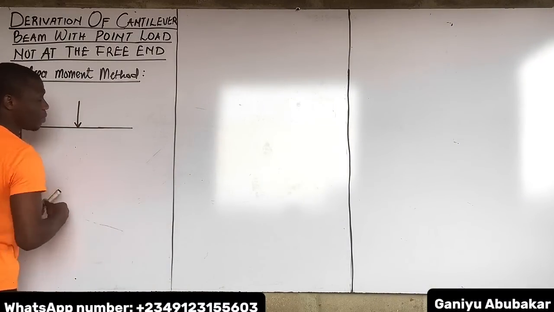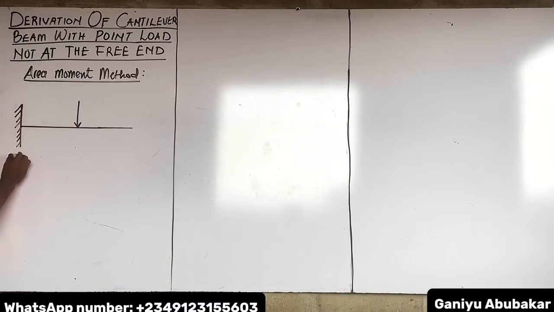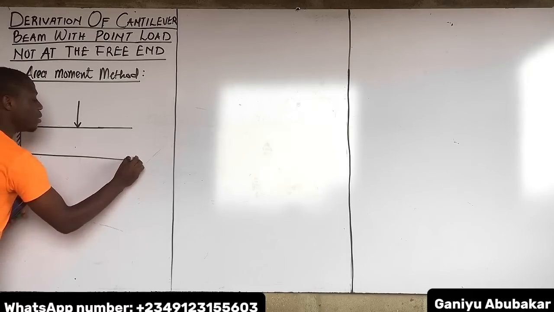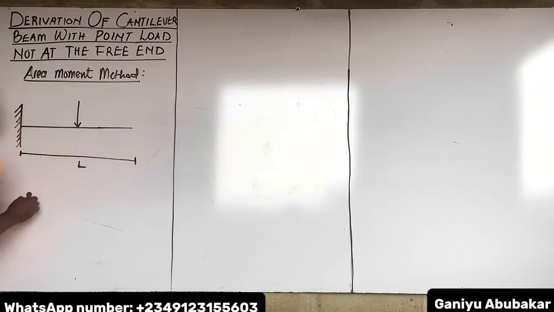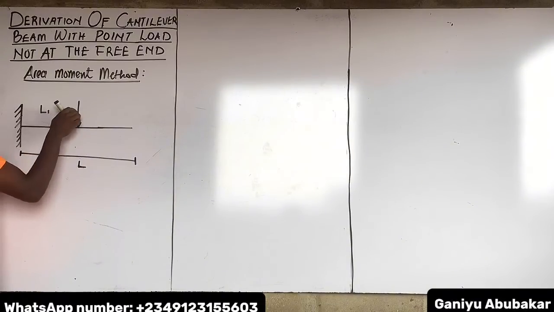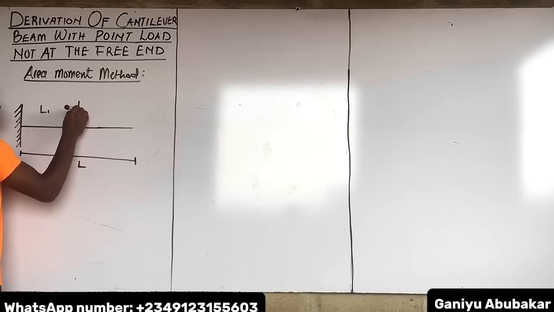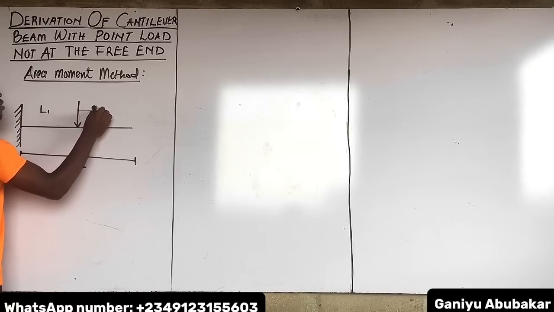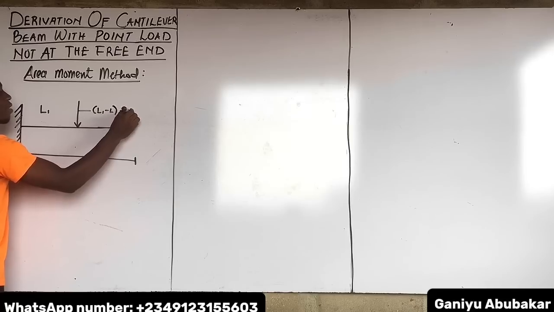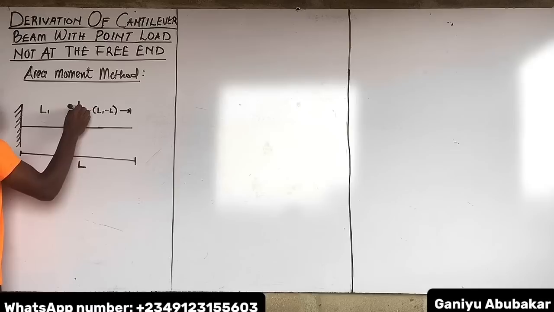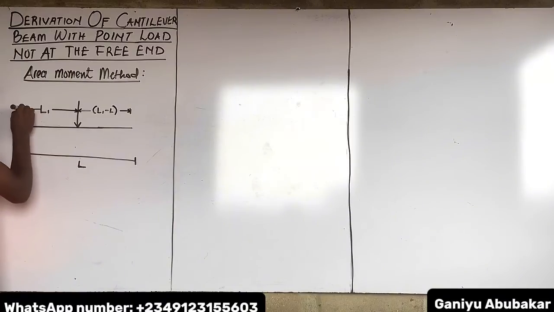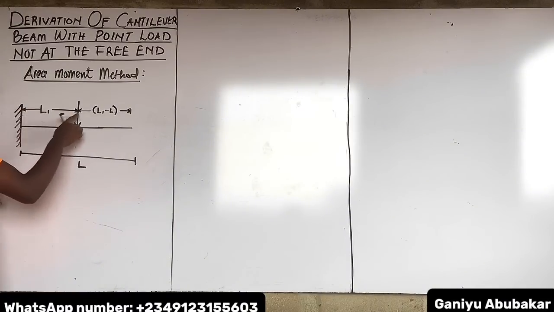All right, proceed from the diagram here. From here to here is obviously my entire length L. Call this point here L1, the distance from here to here. And the distance from here down to this point here, call it L minus L1.